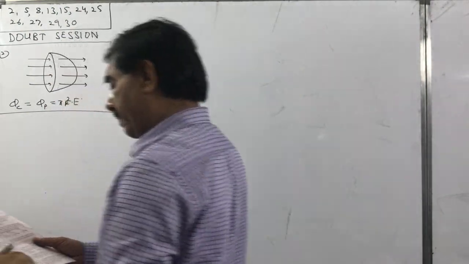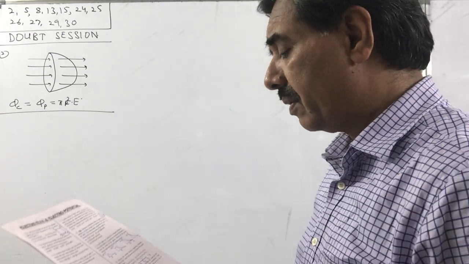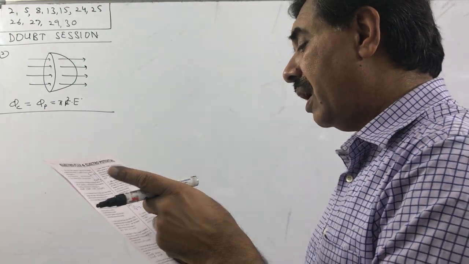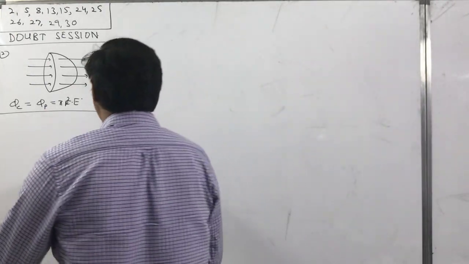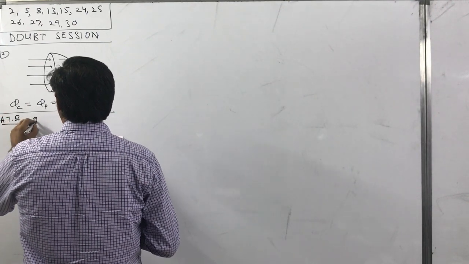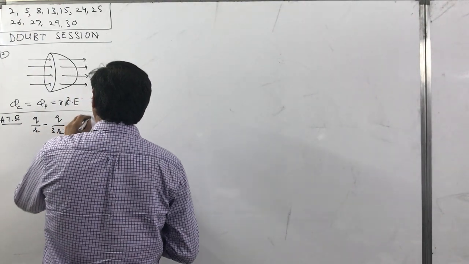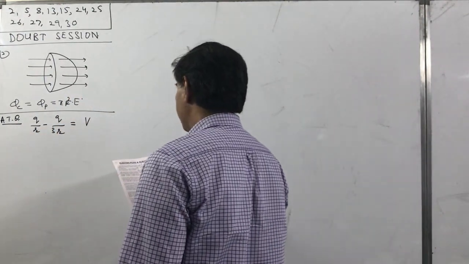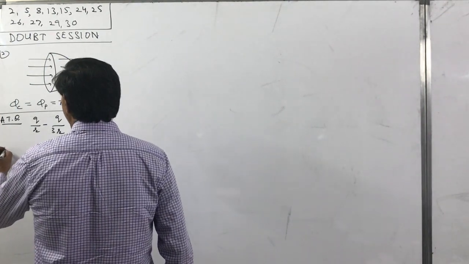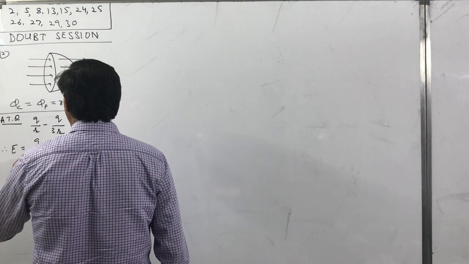He says, a hollow charged metal sphere has a radius r. The potential difference between its surface and a point at a distance 3r from the center is V. This means that according to the question, Q by R minus Q by 3R is equal to V. This is given to us. He asked us to determine the electric intensity at a distance 3R. Therefore, electric intensity at a distance 3R is Q by 9R square.